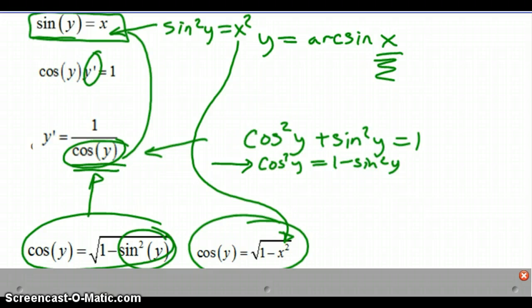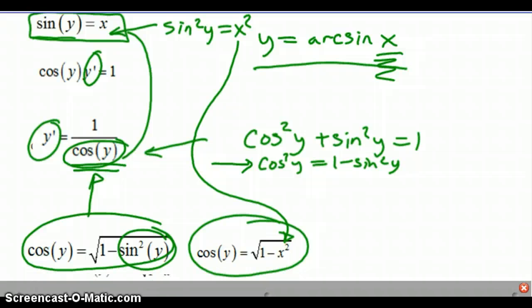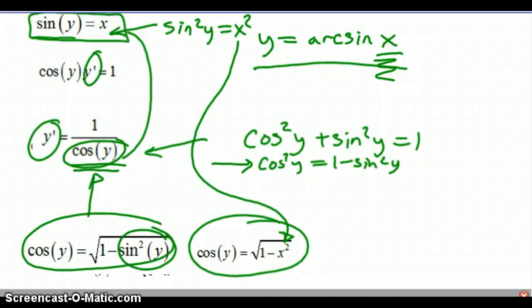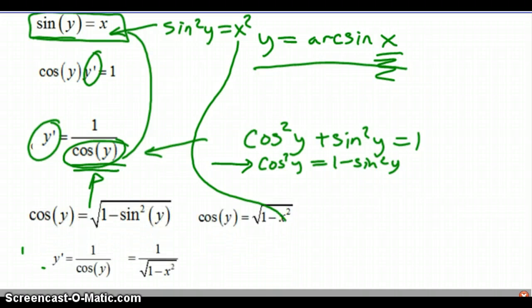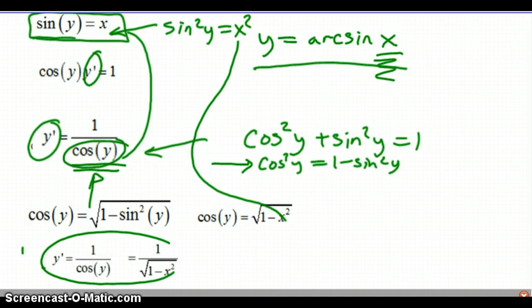Phew, a lot of substitutions, but we're still not done. My goal, remember, was to find an expression for y prime, the derivative of arcsine. So, if I move these around, we can see a little better. I'm almost there. I have my substitution for cosine of y that I can put right into my derivative from above. So now I have an expression for the derivative of arcsine in terms of x.